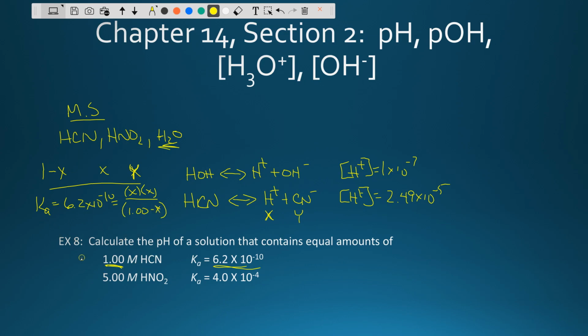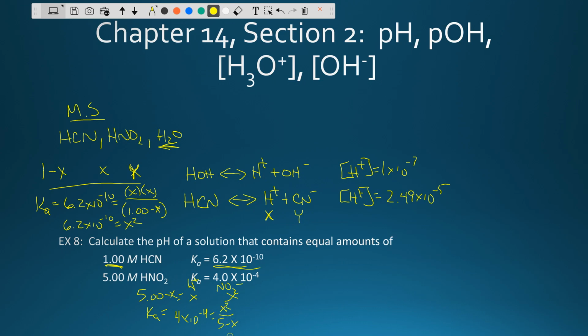So it's just 1 in there, and if I take a look at that, I would end up with 6.2 times 10 to the negative 10 equals X squared. Now I can plug the value in for my nitrous acid. Nitrous acid ended up being 5.00 minus X, and then I'd have my hydrogen ion and my nitrate ion. That would be an X, and that would be an X. So if I do this, I would end up with a Ka value of 4 times 10 to the negative 4 equals X squared over 5 minus X.